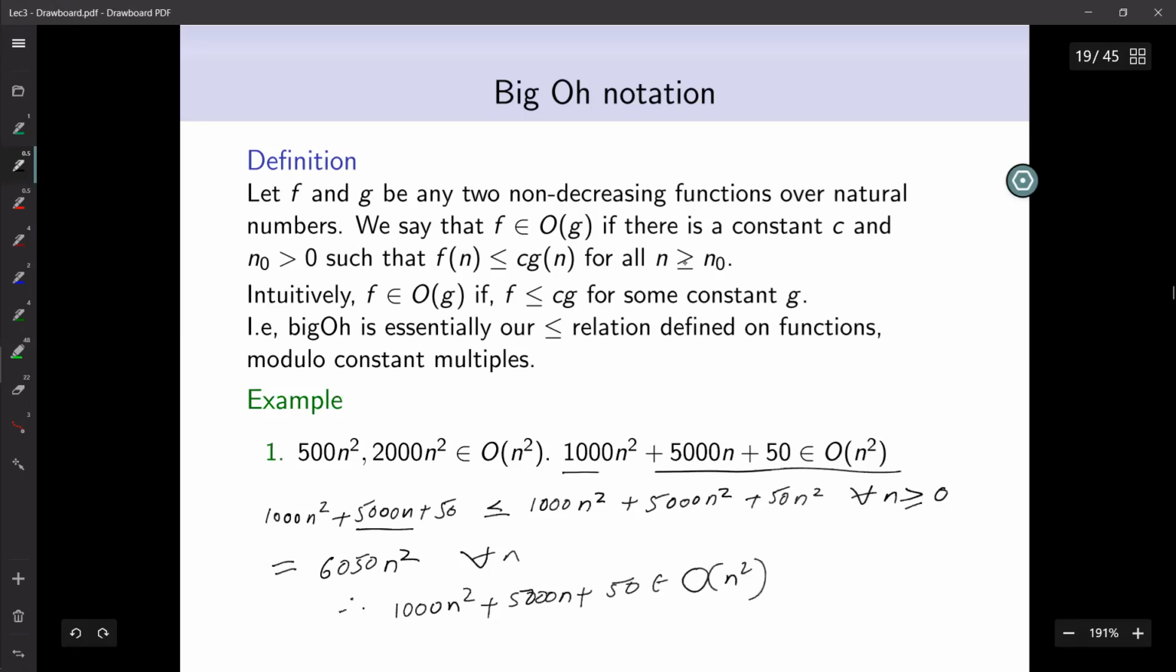So what I did was, it was much simpler here. I just upper bounded 5000 n by 5000 n square, which is valid for all n, in fact. And 50 is again upper bounded by 50 n square. So overall, the whole function is dominated by 6050 n square. If I take C as 6050, I see that my function, say f of n, is at most C times g of n, where g of n is n square. So hence this.